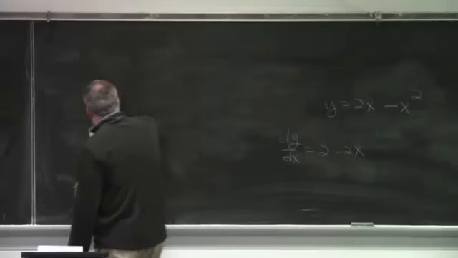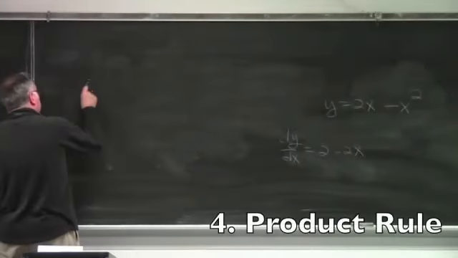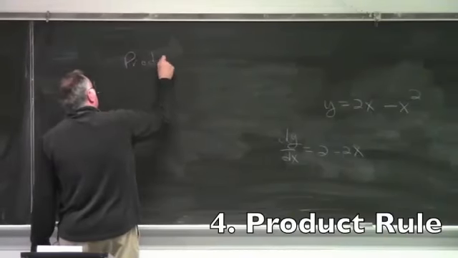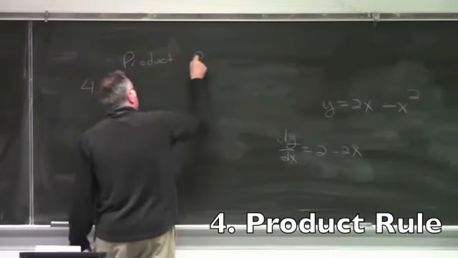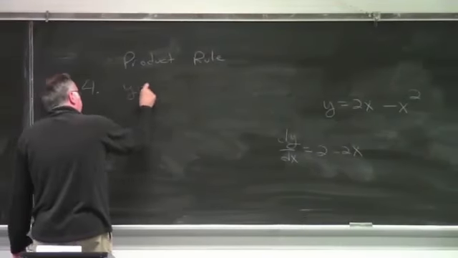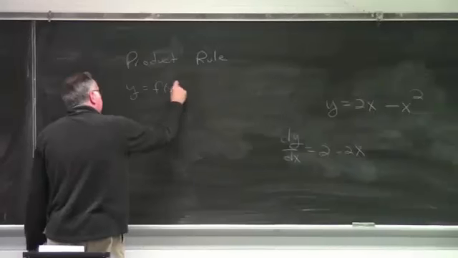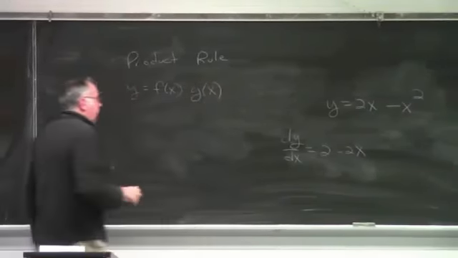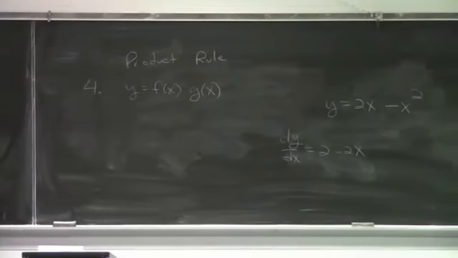Yes, let's talk about the product rule. Rule number 4. Okay. Suppose y is equal to f of x times g of x, where again, f and g are two different functions of x.